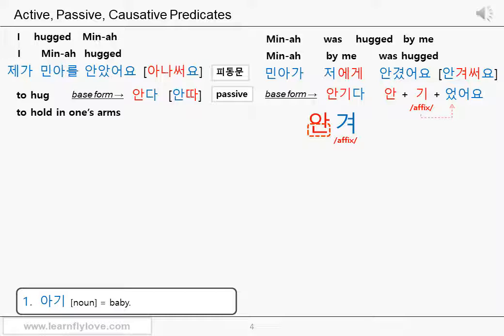Now, think about the nuance that the particle 에게 has. This particle 에게 is a little bit strange. Because if you look at the Korean dictionary, it is said that the particle 에게 can indicate the object which performs the action, like 저 in this passive sentence. Or it can also indicate the object which is affected by the subject or action, like 고양이 in the previous causative sentence, I fed milk to the cat. So it can be very confusing for you to understand.